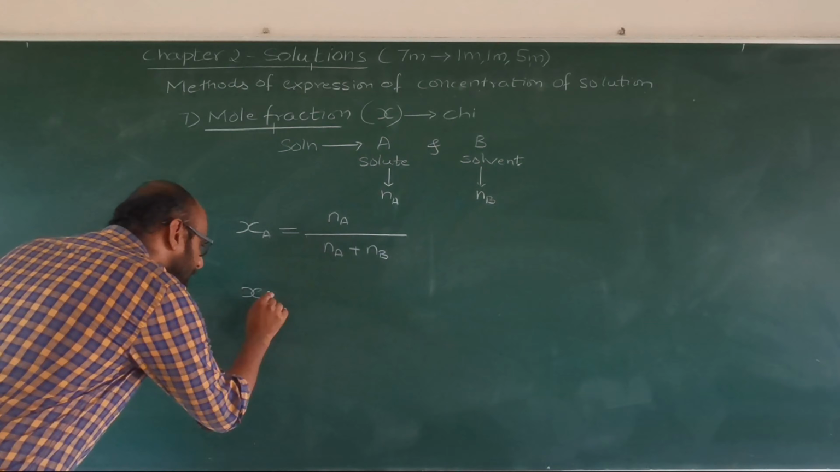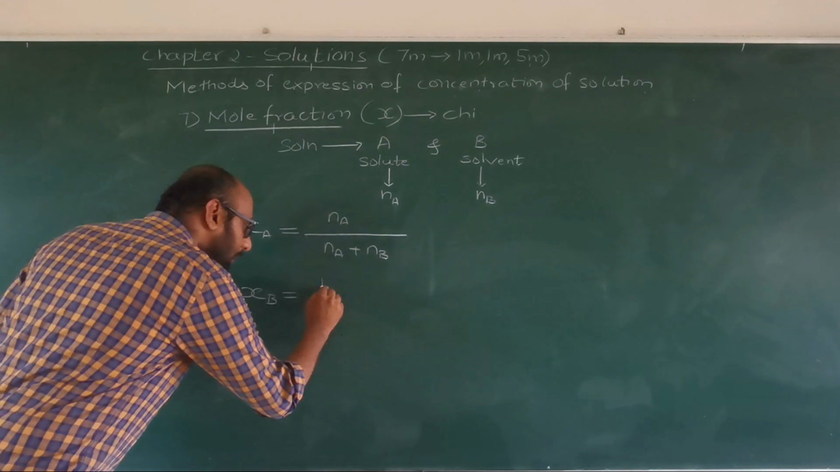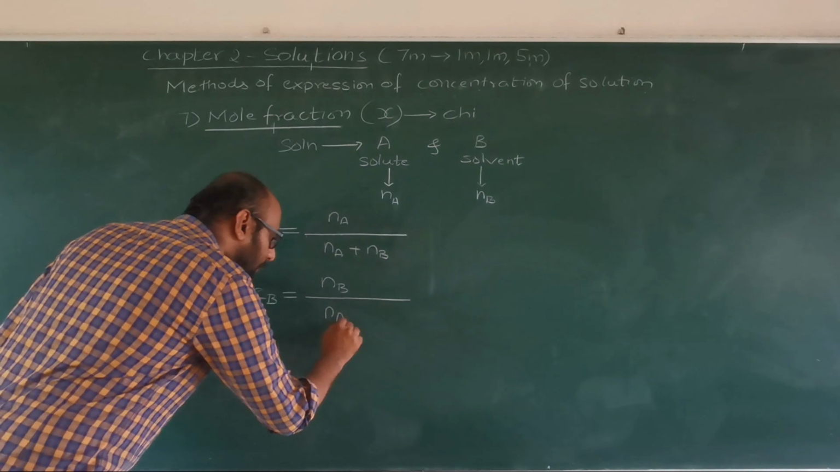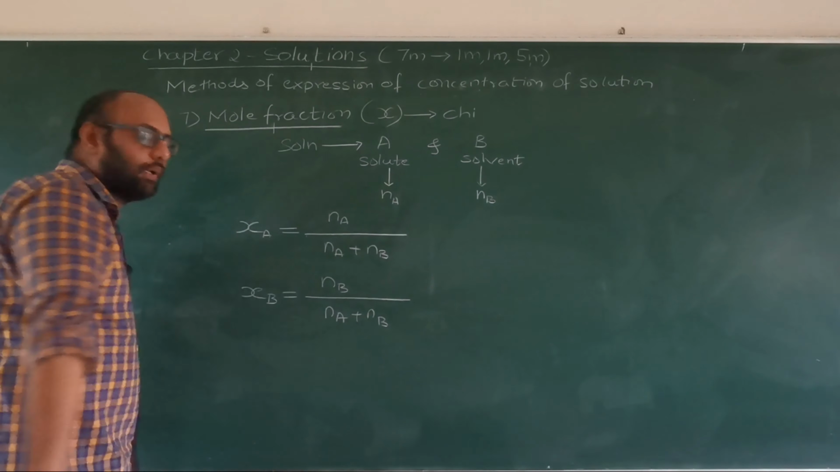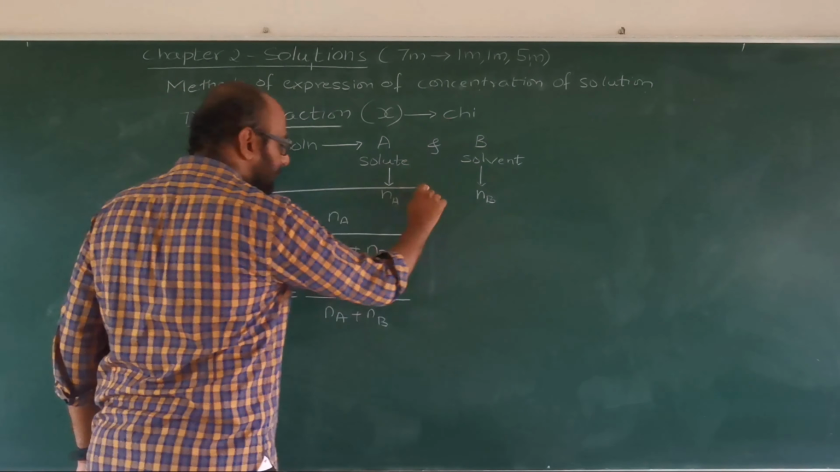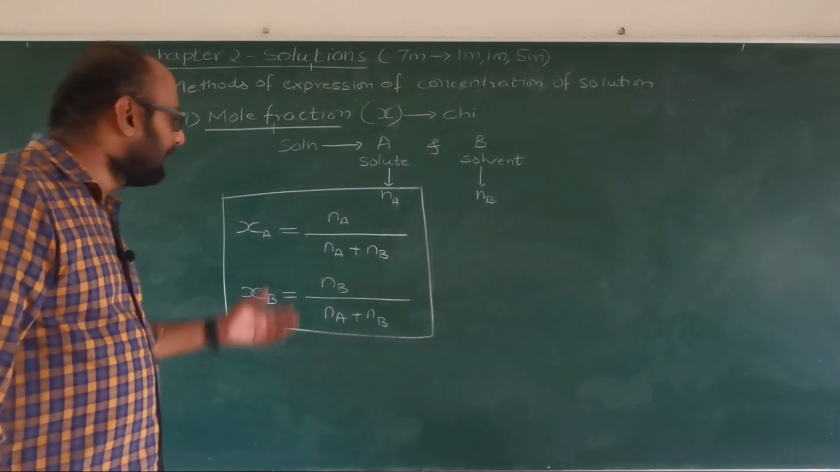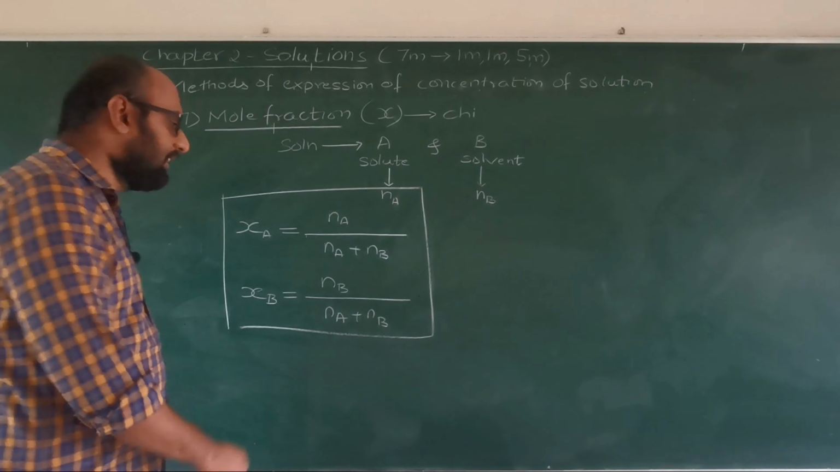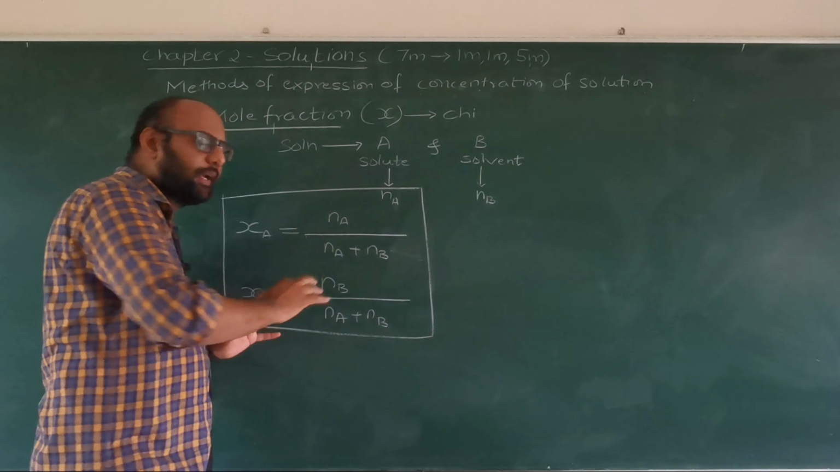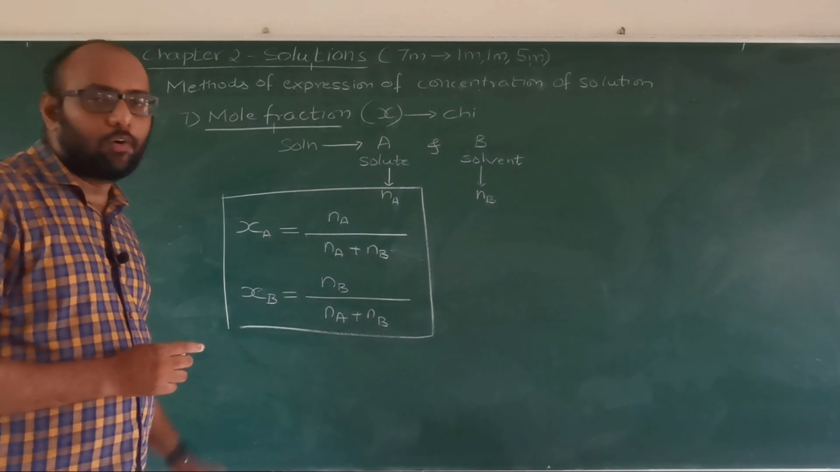Similarly, the mole fraction for the solvent will be equal to number of moles of the solvent, Nb, divided by total number of moles of all components, Na plus Nb. So these are the formulas that you have to remember. In a solution there may be more than two components, there may be C also. If there is a C, then you have to take Nc. So it depends on how many components are present in a solution. If there are two components present, then these will be the formulas.